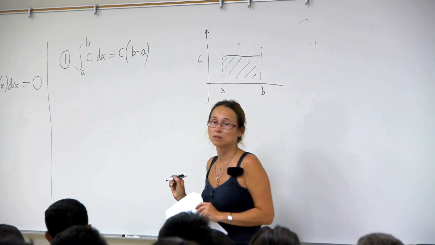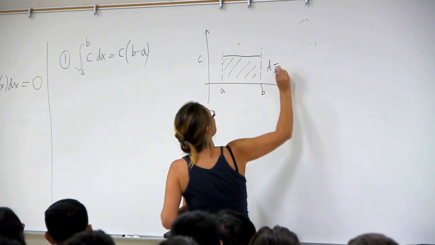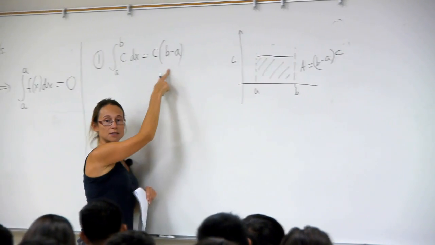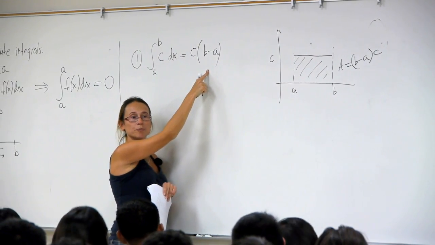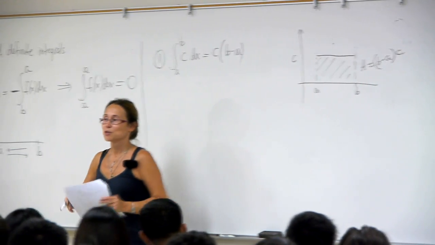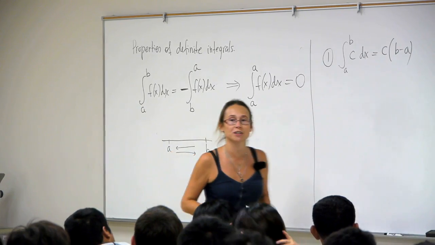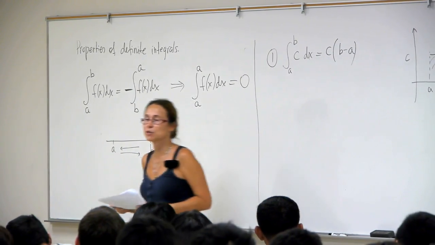And this is a rectangle. So the area is equal to b minus a times c, and that's what we have here on the right-hand side. Okay? So it's very easy to evaluate a definite integral of a constant because it comes from this geometric consideration. Questions?